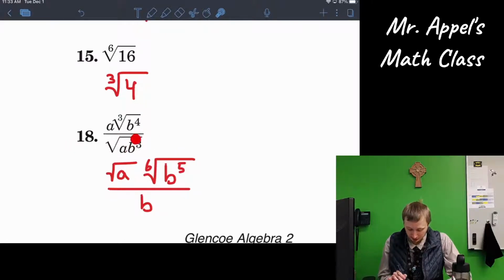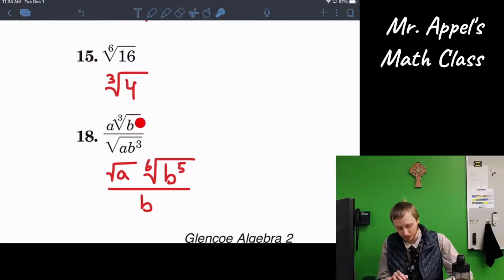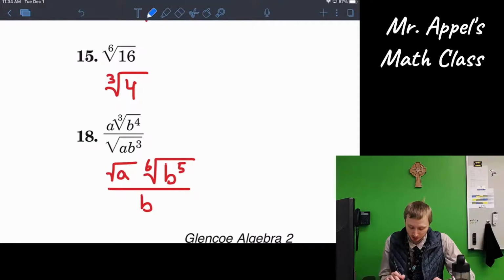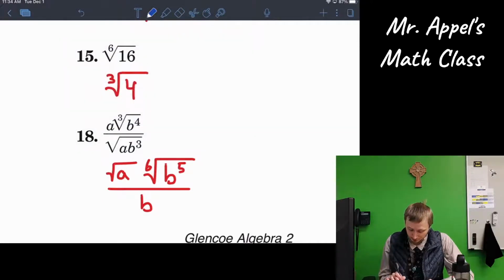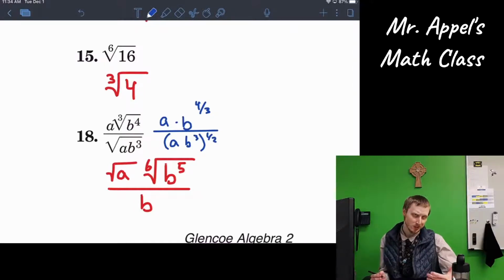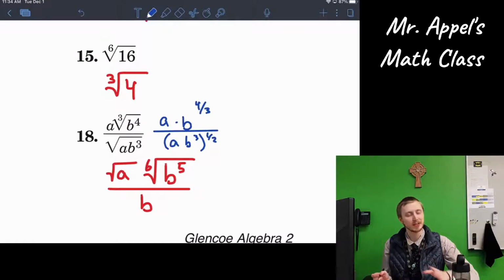We've got a radical in the denominator, and there's nothing really to do up top here. It's 4th power and 3rd root. That's 4/3. I'm just going to convert that. Let me get a smaller pen there. B to the 4/3 times A, and this is all over AB cubed to the 1/2. And what they want you to do here is the good old rationalize the denominator. It's kind of fallen out of fashion recently, but it's a good skill to have.